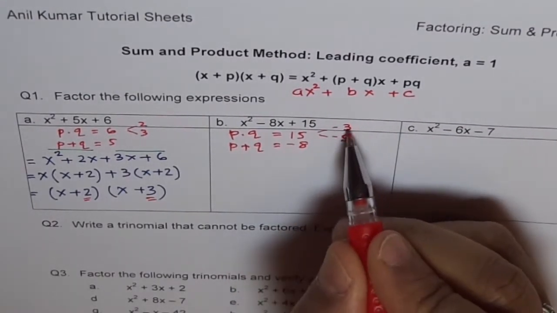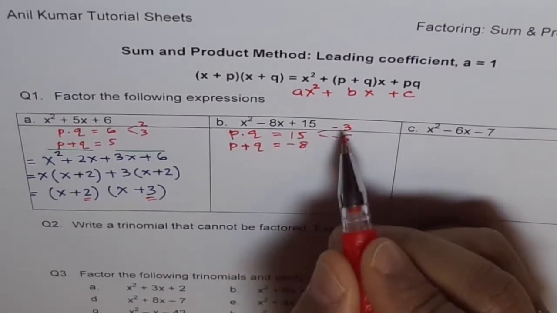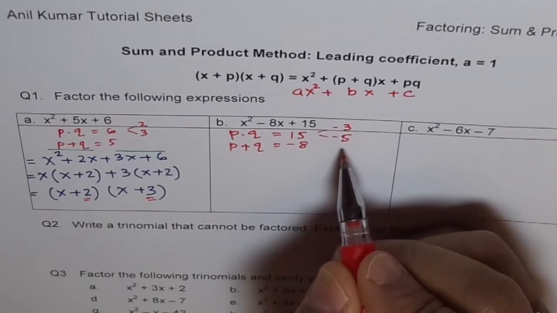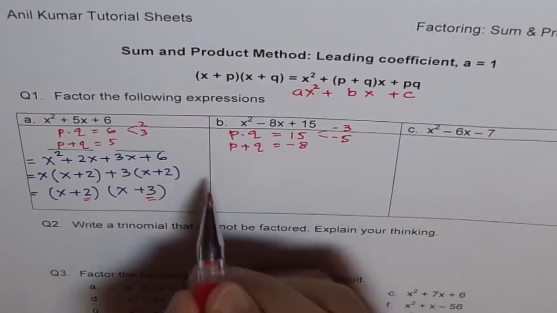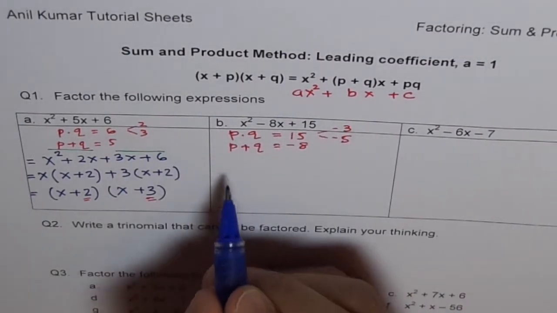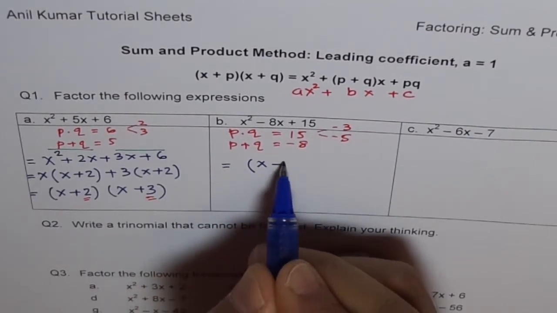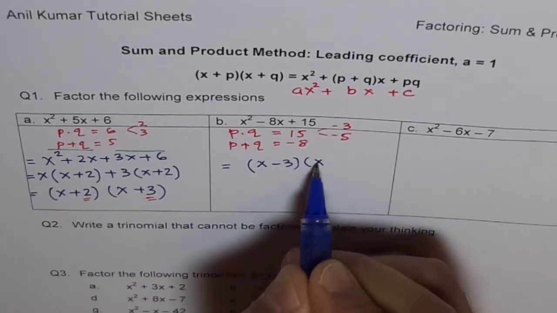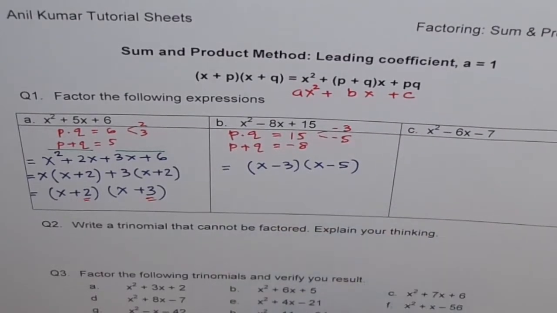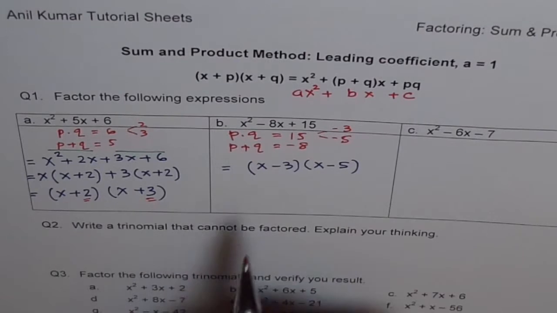When you multiply minus 3 with minus 5, what do you get? Plus 15. Or when you add minus 3 and minus 5, what do you get? Minus 8. Therefore, I can straight away write x squared minus 8x plus 15 as what? (x minus 3) times (x minus 5). That should be good. Now we need to check. Is it really correct? We avoided those two steps. Will it work? Let's check it.